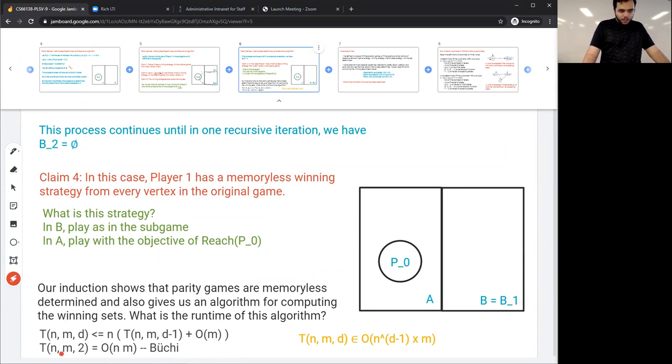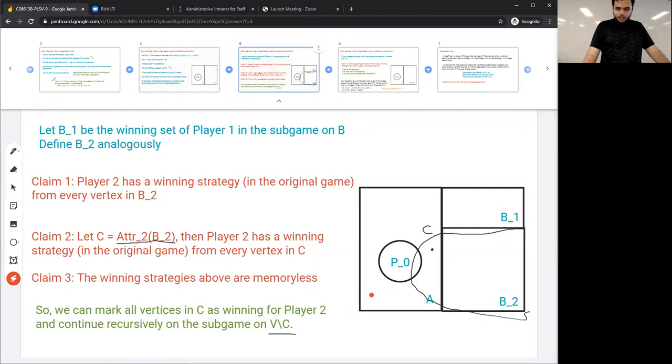Okay, so this is the base case. If you have two priorities, it's just Büchi, and we had an algorithm that solved it in order. Otherwise, the algorithm that we had was basically: find this set C and remove it over and over, and then again find another C and remove it, right? So how many times do we do this? We do this at most N times, because every time we do this, we are removing vertices that are in the winning set of player two, right?